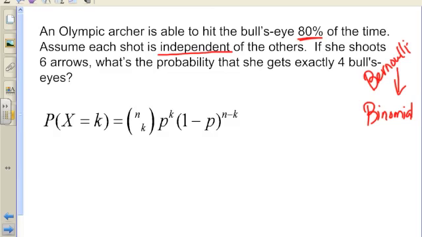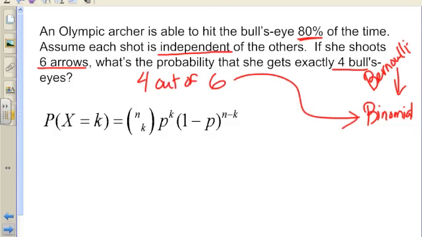If she shoots 6 arrows, what's the probability she gets exactly 4 bullseyes? So 6 arrows. We want 4 bullseyes. That's 4 out of 6. That's how I know it's binomial. So I copied down the formula here so that we can do it again.